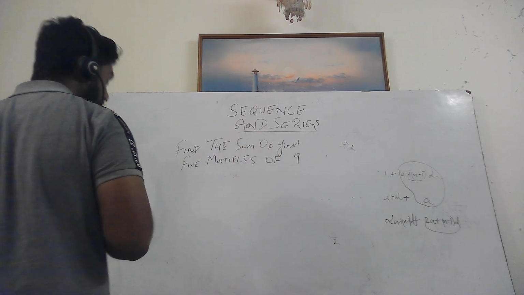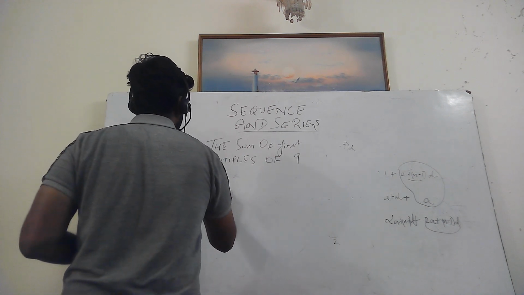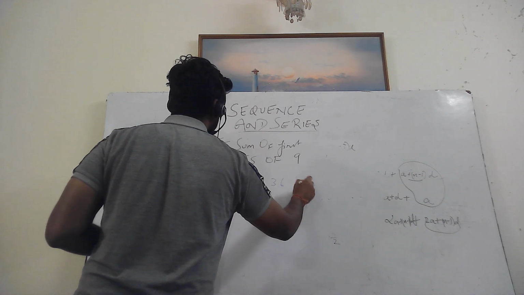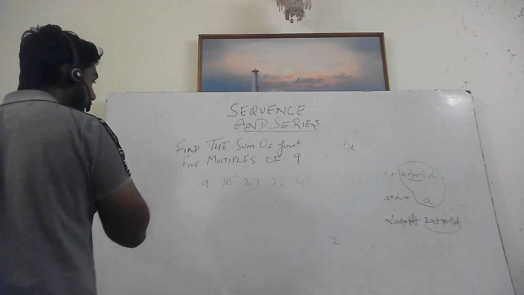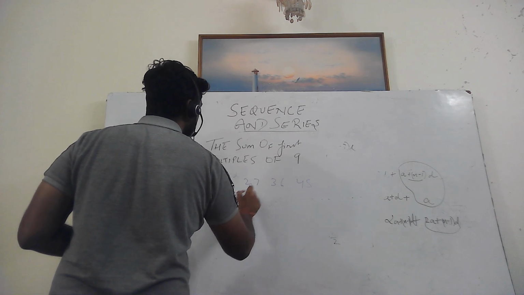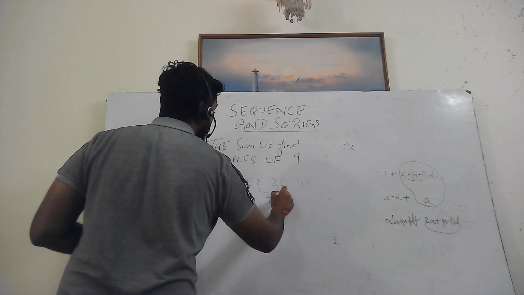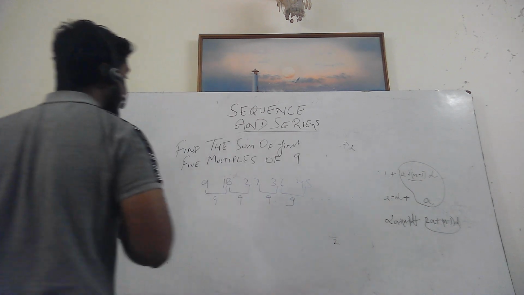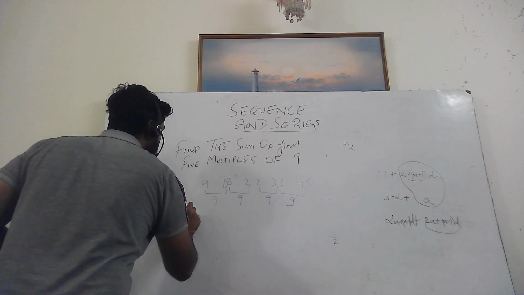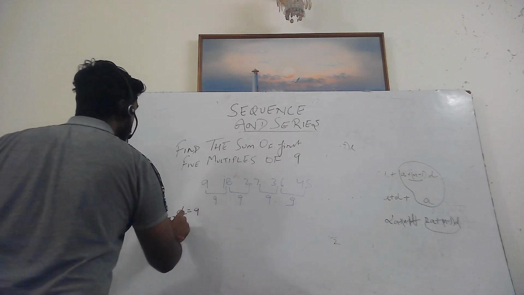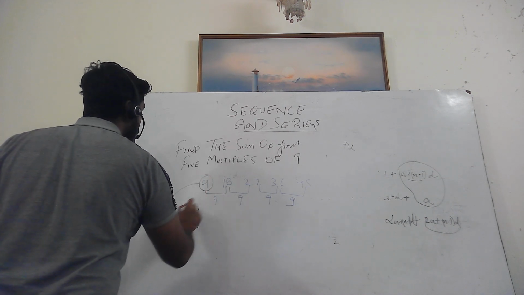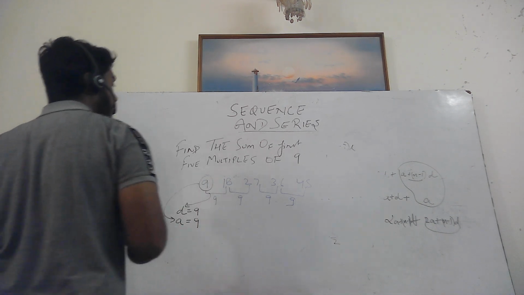So what are the first five multiples of 9? Let's write down: 9, 18, 27, 36, 45. We can see they are forming an AP. Why? Because the common difference here is 9, 9, 9 and 9. The common difference is the same, so it is an AP. The common difference is 9 and the first term is also 9.